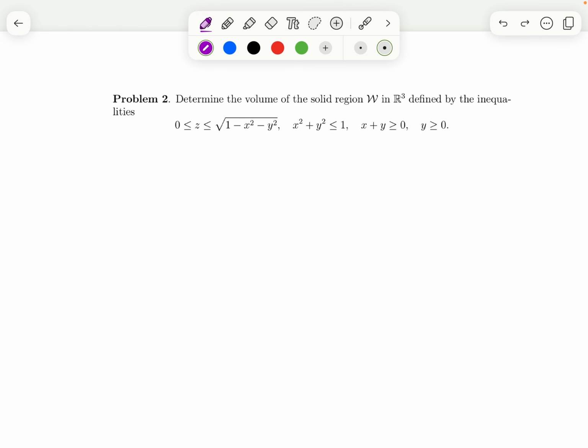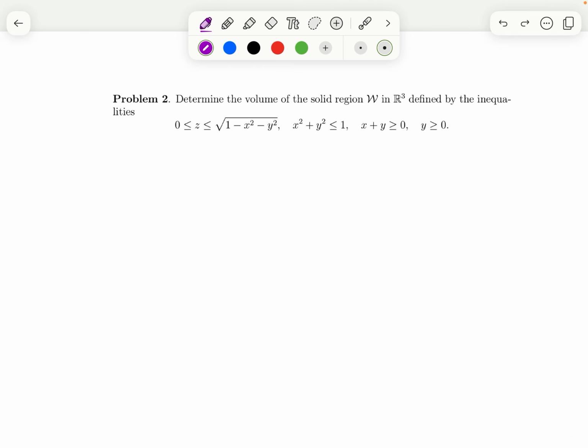We are going to continue on with multivariable calculus, and in today's video we will focus on finding the volume of a solid region in 3D space using integrals, specifically triple integrals, z-simple, and polar coordinates. So let's get started. For this question, we are trying to determine the volume of a solid region W in R cubed, defined by the inequalities.